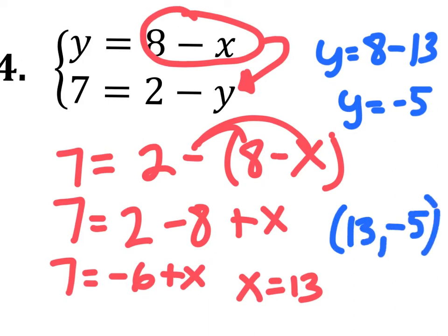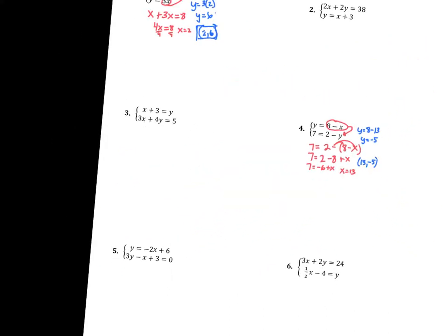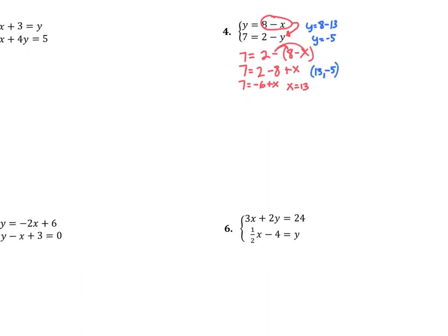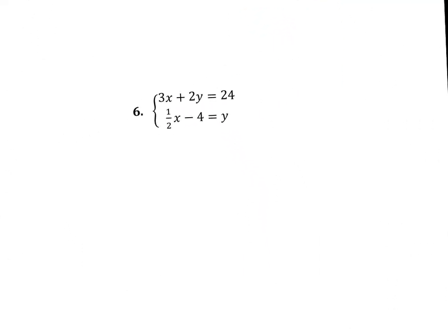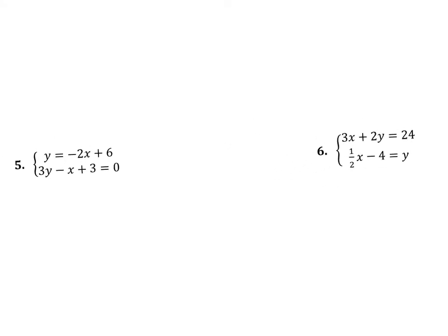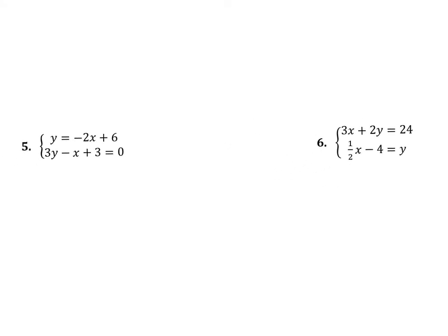So most of your problems today should flow pretty smoothly because they're all solved for y except for number, where the heck is it? Oh no, number 6 is solved for y. I thought that was the only one that wasn't. So they're all solved for y. You just take and plug in.